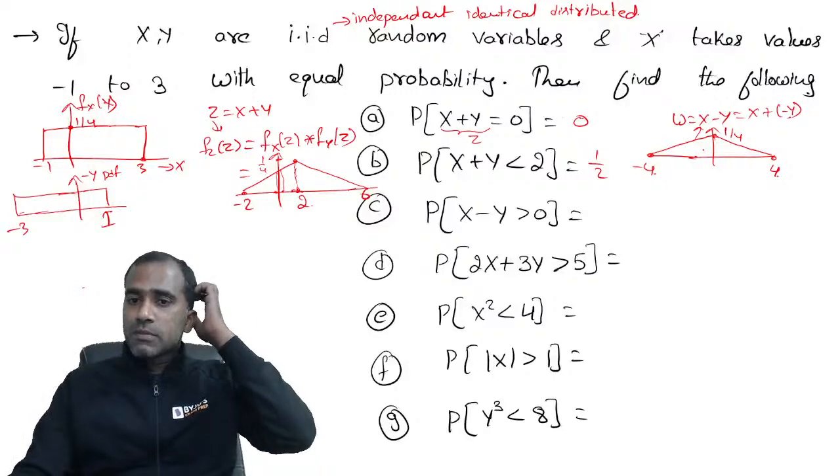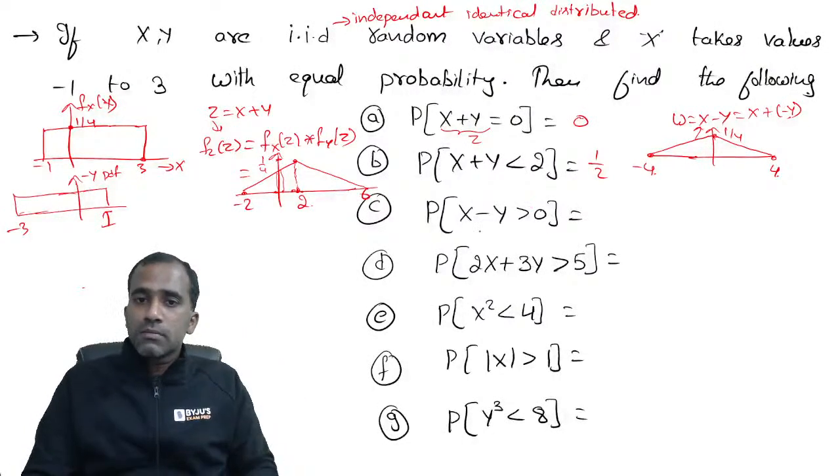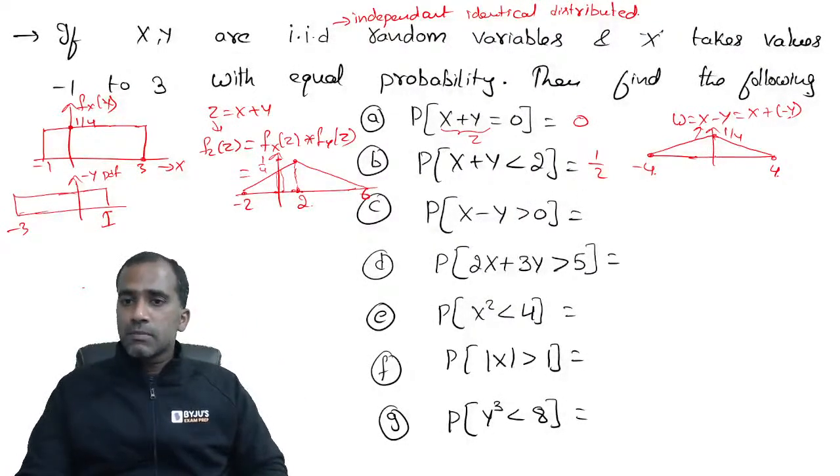Once you have PDF of x minus y, you can do any problem based on x minus y. So what is the probability that x minus y is greater than 0? Half of the area is present from 0 to infinity, so it should be half. Wonderful. Now next step, they want 2x plus 3y.